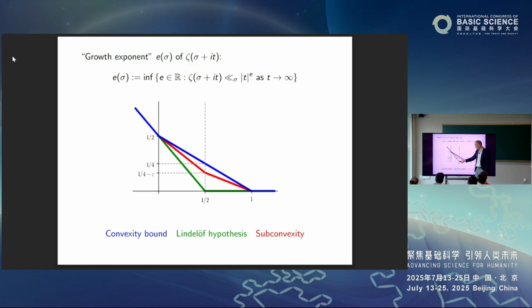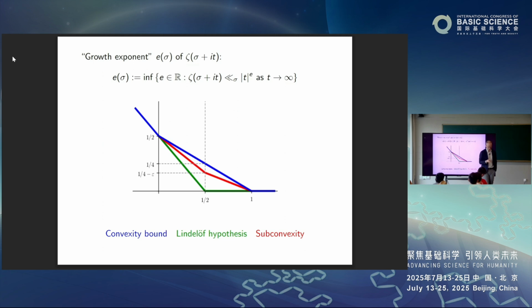The green line is what you get by interpolating the Lindelöf hypothesis, which predicts that it doesn't grow at all on the half line. And the red line is what's called subconvexity. So anytime you can prove that it grows slower than trivial, slower than convexity in the critical strip, so for example at the one-half, you can interpolate this to a non-trivial bound everywhere.